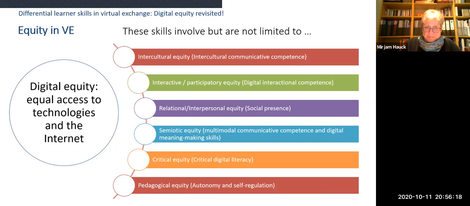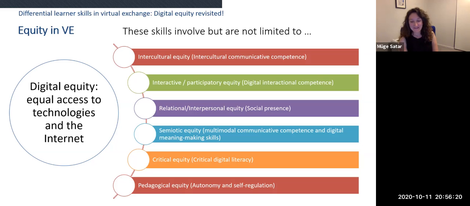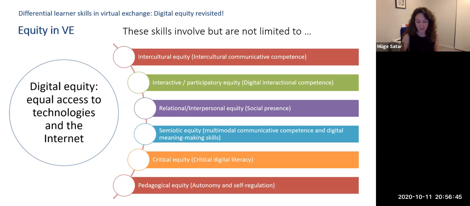Müge, over to you. Okay, to conclude then, ensuring digital equity in virtual exchange is not an easy task. As Mirjam said, it does begin by allowing equal access to technologies and the internet, of course, so that all participants can actually have access. But it is not achieved without equal opportunities to establish a variety of digital skills and competencies, which we currently hypothesize to have 6 components, but we're pretty sure this is not an exhaustive list, but the elements we have observed in our studies over the last few years.